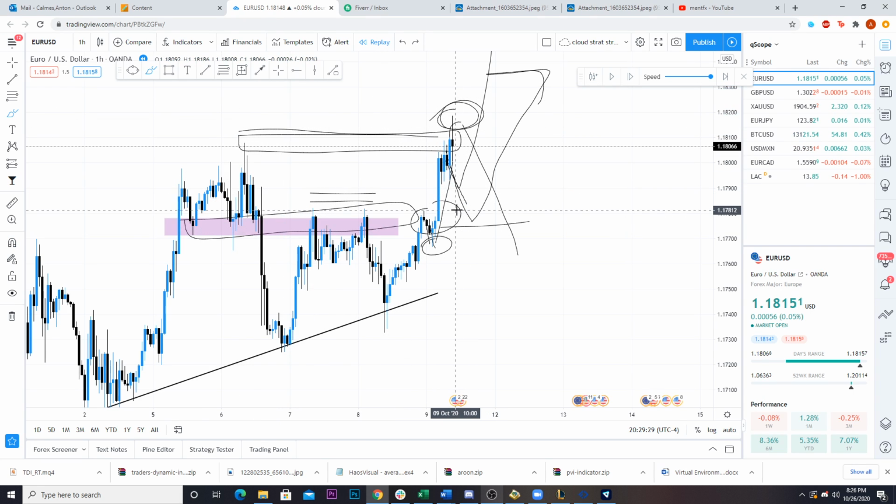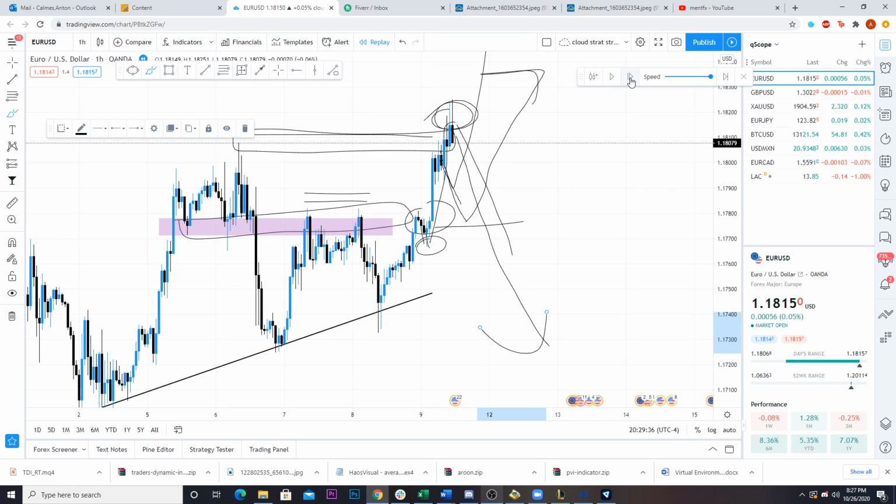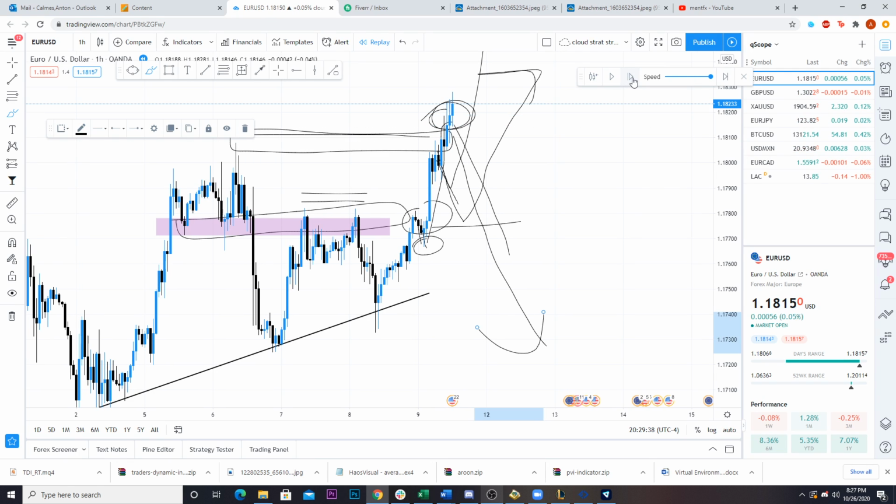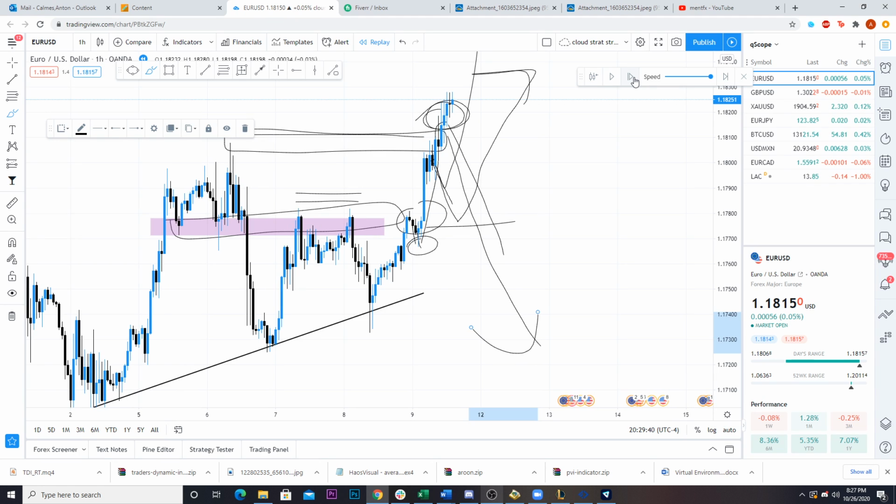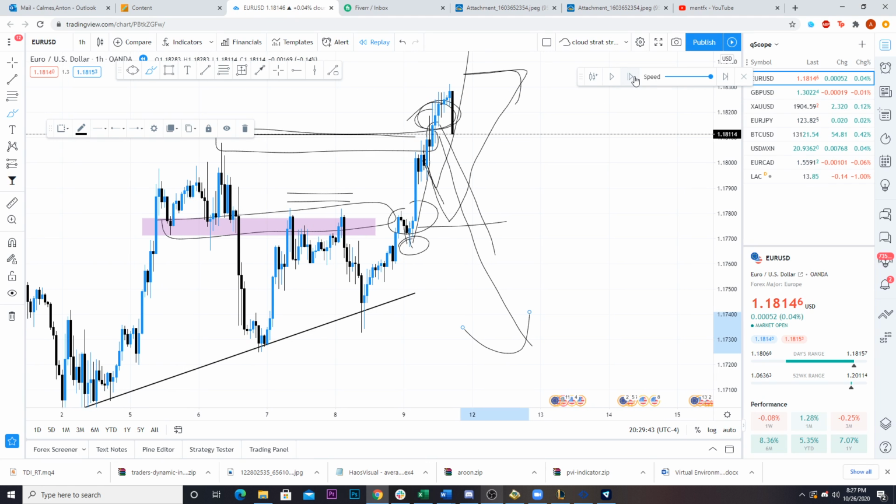Where's the rest of the liquidity lie now? At this trend line. So maybe price wants to come and take out this trend line now. So let's see. Nope, price just wants to go higher. Notice this because it's taking more liquidity. Ever so slowly, ever so slightly, it's taking more and more liquidity.